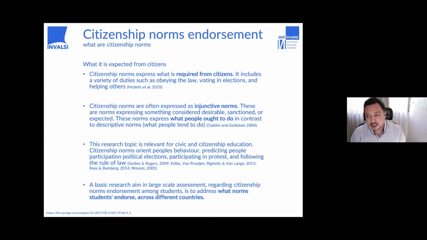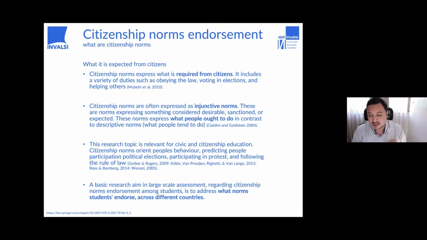Citizenship norms are often expressed as injunctive norms. That means that these claim things that are considered desirable by a group of people or that are sanctioned or expected from adults. These norms express what people are owed to do, so what is their duty, instead of what people tend to do. In this other case, these are often considered descriptive norms. This kind of research is pretty relevant for citizenship and civic education. These kinds of norms tend to predict people's behavior, and they orient what people are expected to do in different groups.